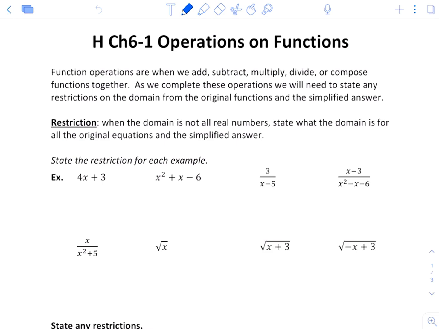Okay. And I'm going to add a little note here. So again, when we are talking about the restriction, we are stating what the domain is, or we are finding all the values that are not in the domain. Now, when we're talking about the domain, remember we are referring to all of the x values.